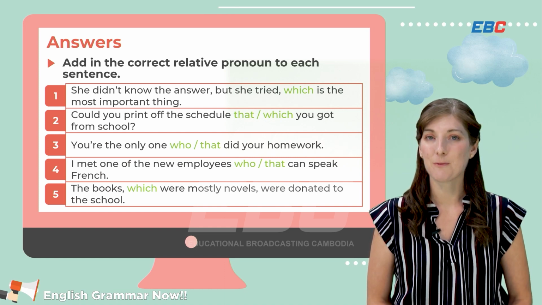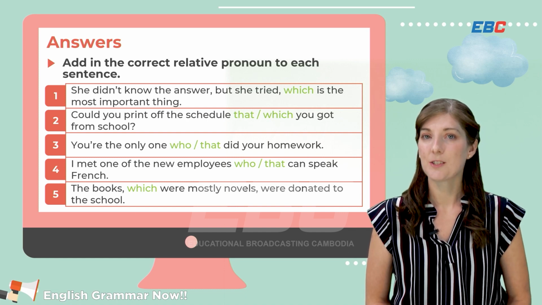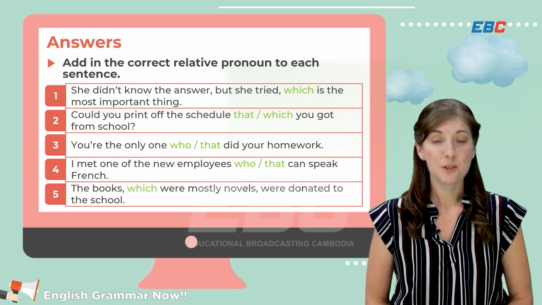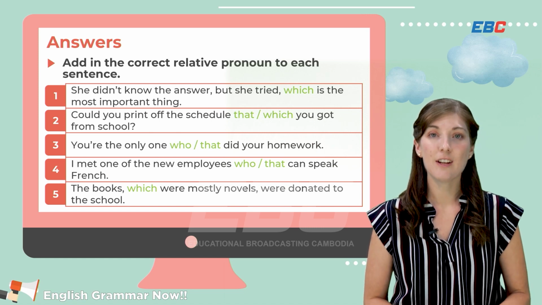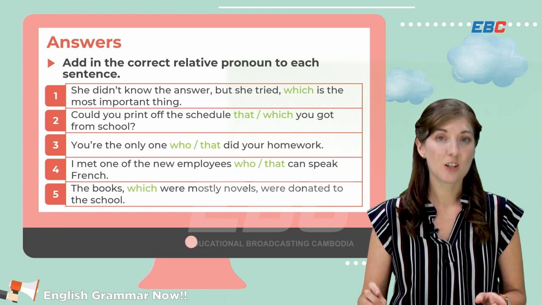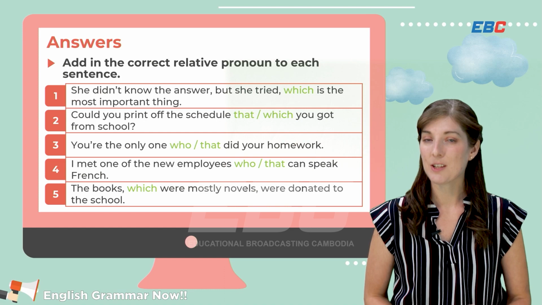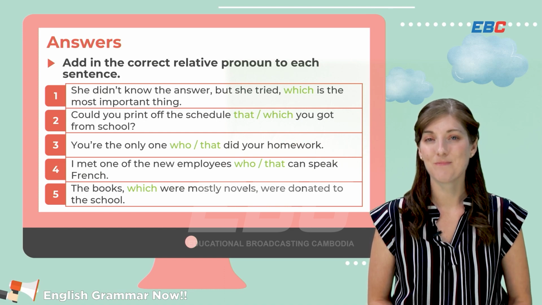And number 5, the books, which were mostly novels, were donated to the school. Here you can see the example of a non-defining relative clause. Which were mostly novels has commas before and after it. So we're using which because we can't use that in this one. Great job!